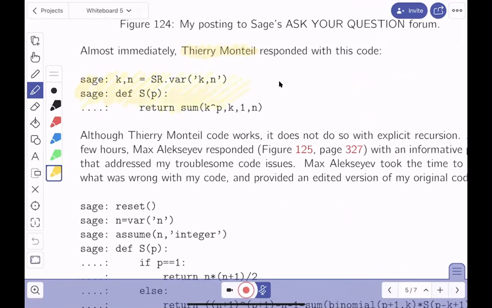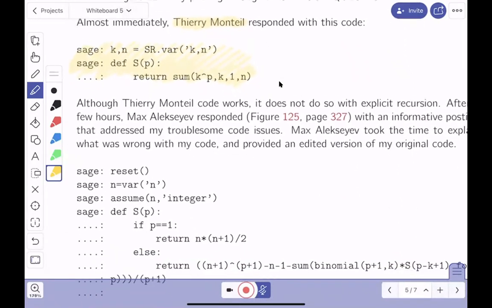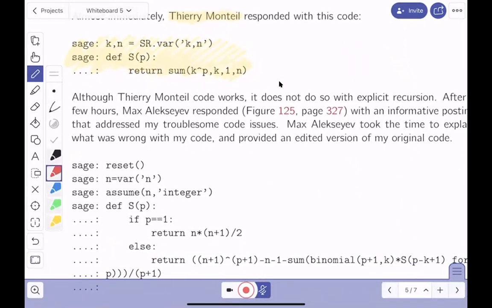He gave me an answer just using a built-in function for Sage, which is the sum function. I'm not opposed to it. It does give the correct answer, but it's not what I was looking for. I was looking to code my recursive function, and it just wasn't done there. But this does work. This guy here gave me code that works. He thought I just wanted code that works, but that was not my intent. My intent was to learn Sage to see if I could write a recursive function in Sage.